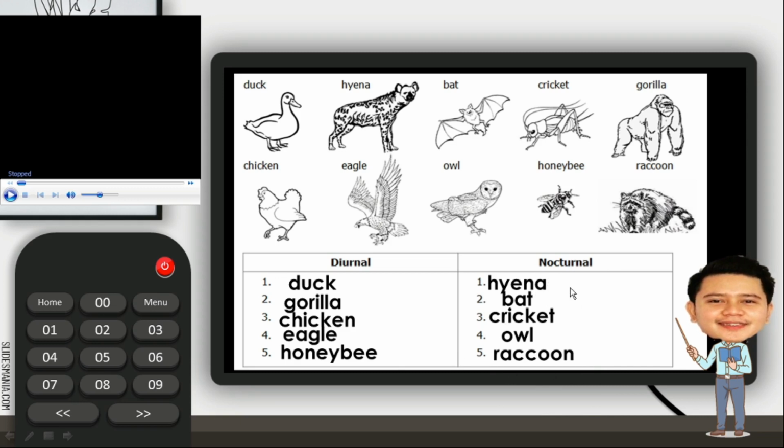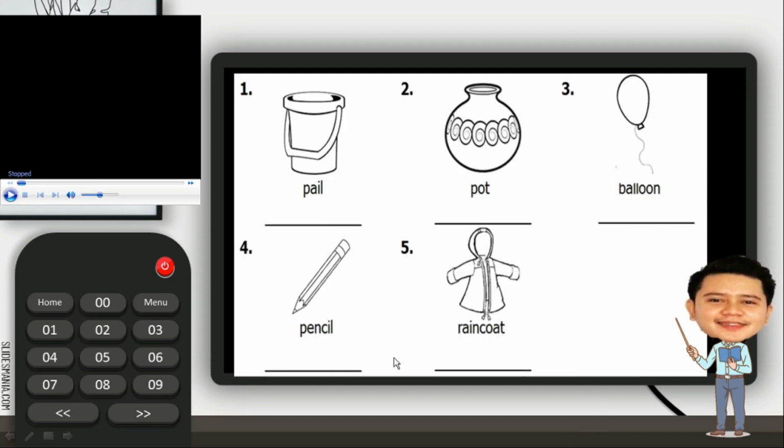And these are the examples of nocturnal animals. So we have hyena, bat, cricket, owl, raccoon. Alright, very good. So next, go to the next activity. So all we need to do is to write if it is man-made or natural. Let's start with number 1. Is it man-made or natural? Let's start with 5 seconds to answer it.